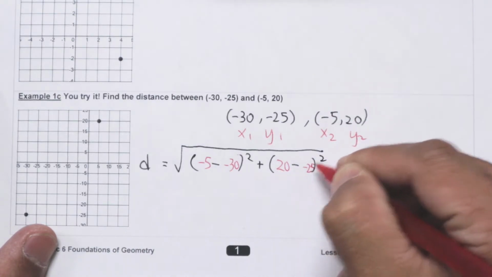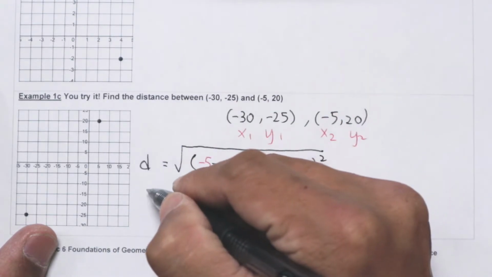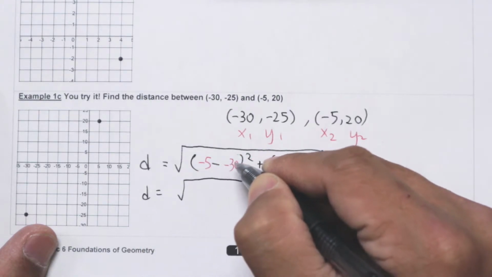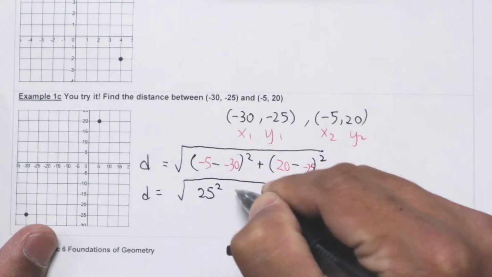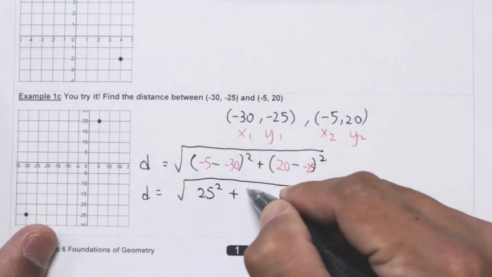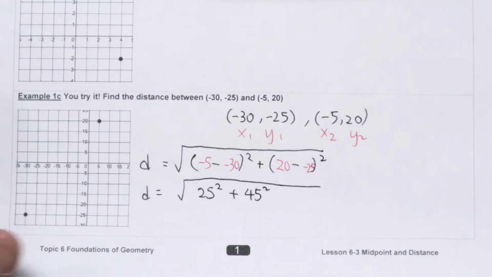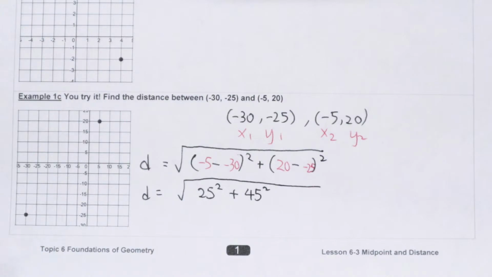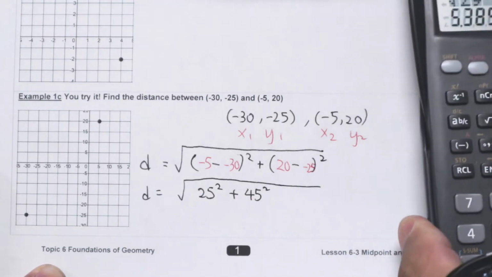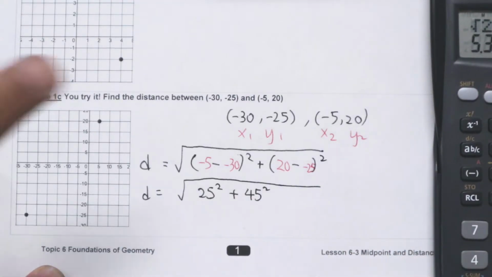Okay. Then here, you're going to simplify the negatives. So negative 5 minus negative 30 is 25 squared plus, and then 20 minus negative 25 is 45 squared, like this. Okay. And then from here, you are going to simplify the squares.